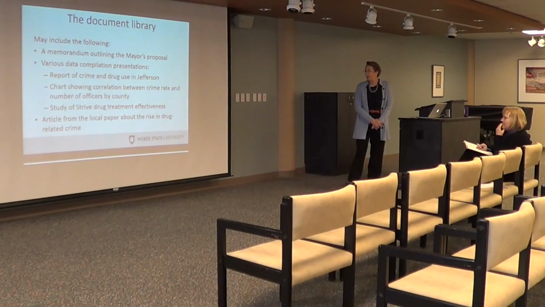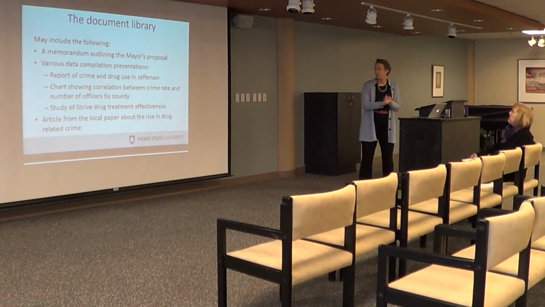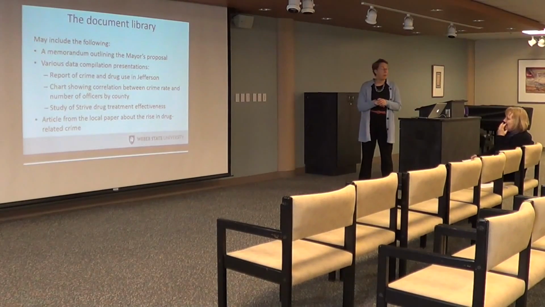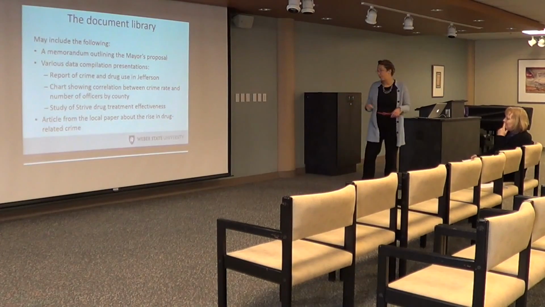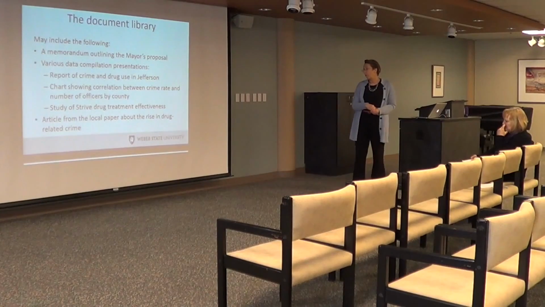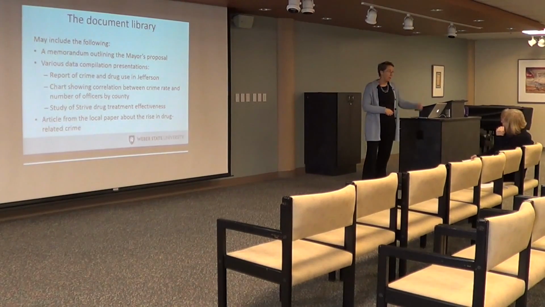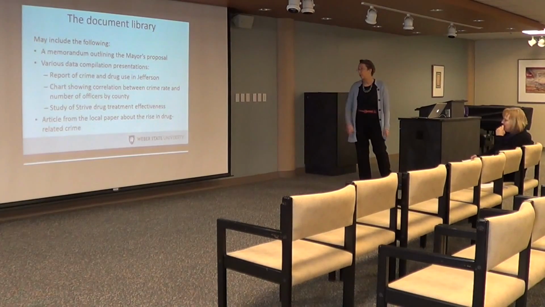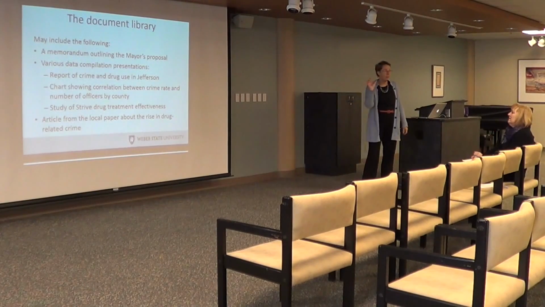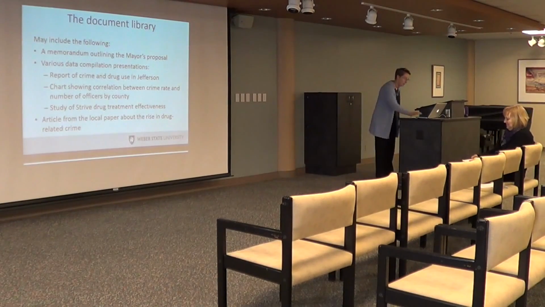The document library may contain a memorandum outlining the mayor's proposal and various data compilations. So we've got the report of drug use and crime in Jefferson. We've got a chart showing correlation between crime rate and number of officers by county. We see the study of the effectiveness of the treatment program. Then it also includes an article from the local paper about the rise in drug-related crime. So you can see there's data here of varying quality. There's maybe an op-ed from the paper. There's actual data from an institute. There's maybe some data that's been spun to give an impression that is not necessarily true.